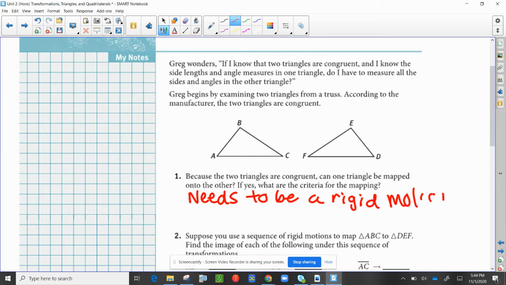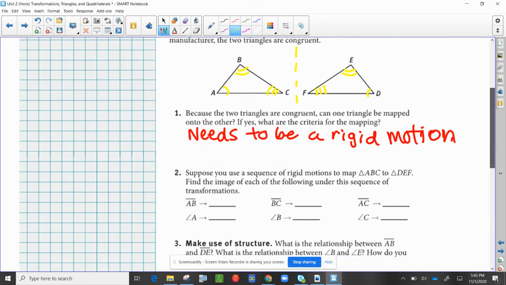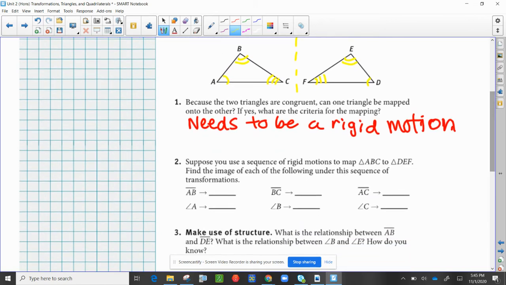So if I'm looking at triangle ABC and how it maps to DEF, to me this kind of looks like a reflection, right? A flip. So like angle A would map to angle D, angle B would map to angle E, and angle C would kind of map to angle F if it's reflected over that dashed line. So suppose you use a sequence of rigid motions like the reflection I just talked about. Find the image of each of the following under this sequence of transformations. So if we're calling this a reflection.